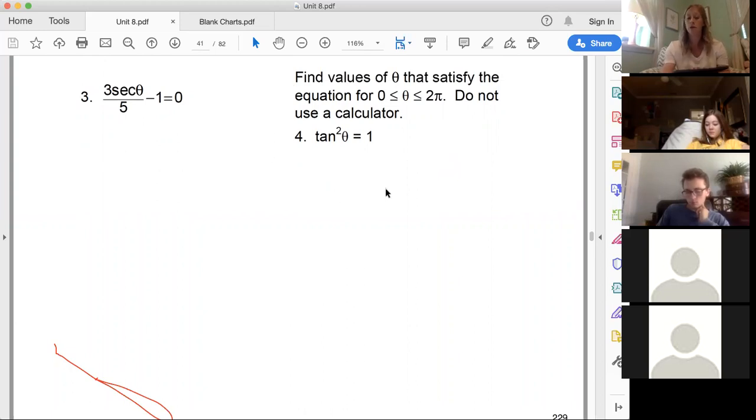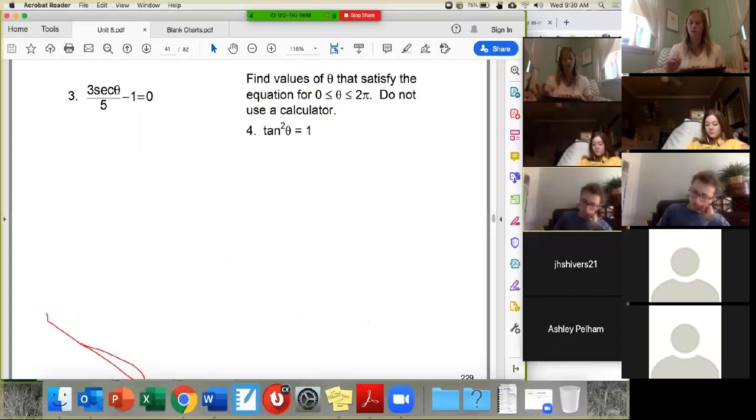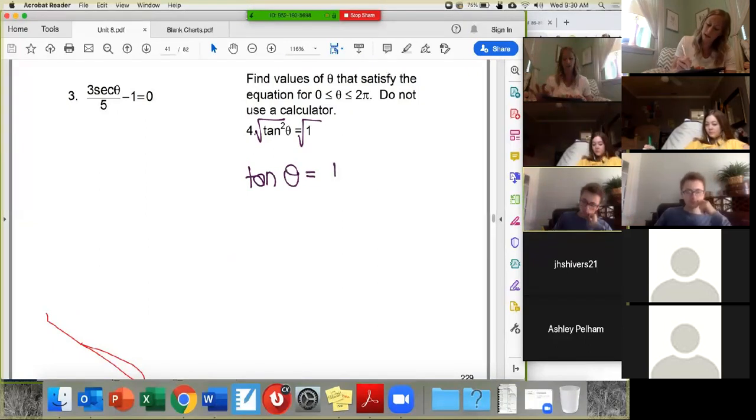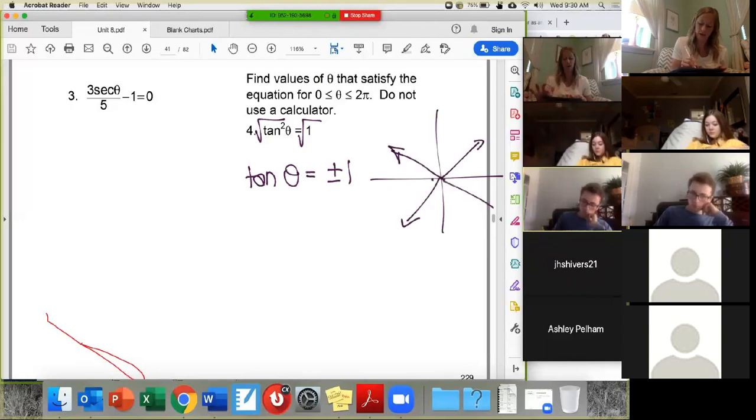So for question 4, just like we did on the previous page, if a function is squared, how do we get rid of the squared? Square root both sides. So I'm going to square root that. It's going to give me tangent is equal to, what's the square root of 1? 1. Okay, and we use our plus or minus, which is again how we get more answers. So thinking in terms of radians, tangent's going to be +1, -1, +1, -1. So I'm going to get 4 answers out of this.